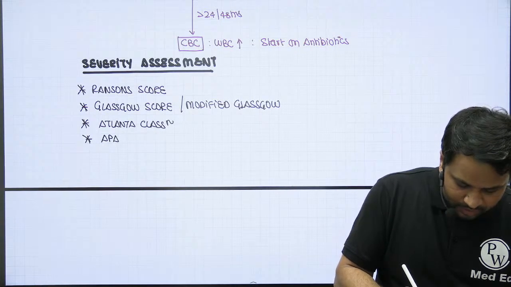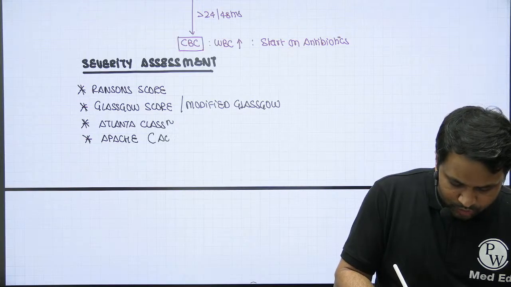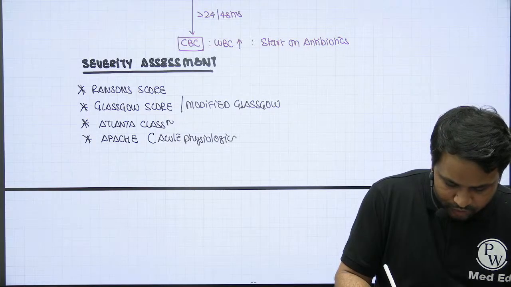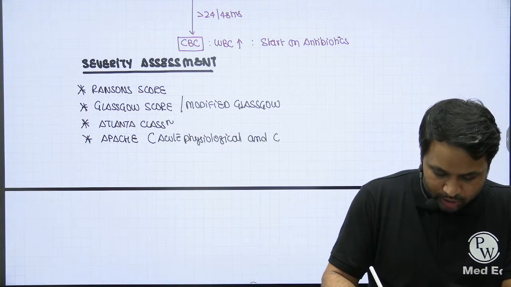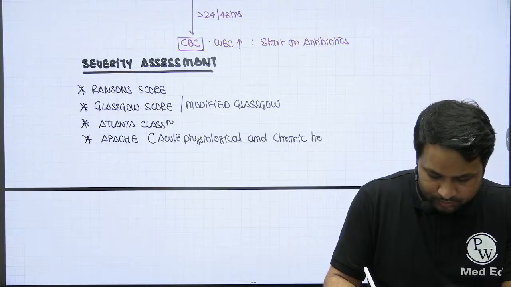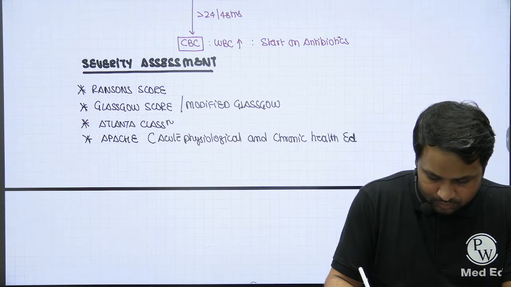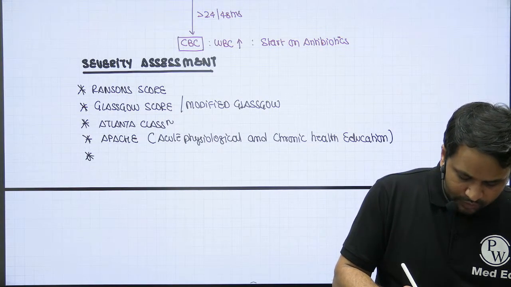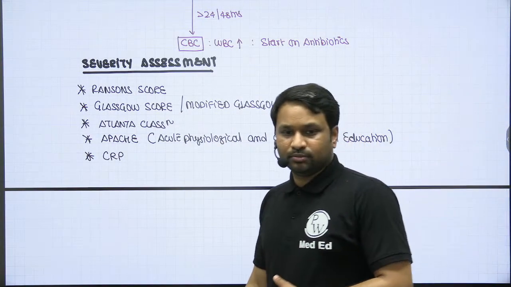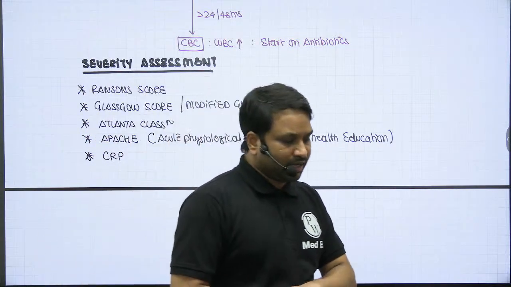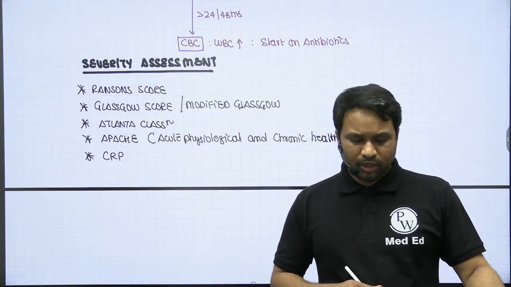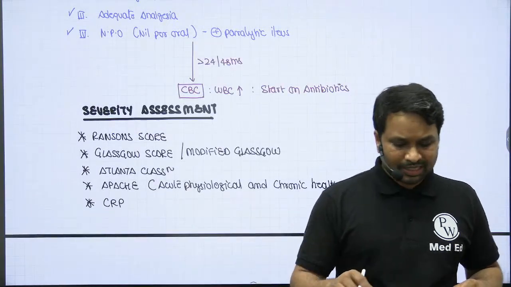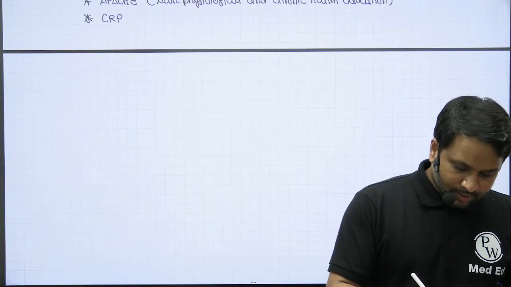Then you have the APACHE score, that is Acute Physiological and Chronic Health Education score, and obviously CRP, that is C-reactive protein, are the ones we are going to look at for severity assessment. You don't need to remember the entire Ranson's criteria, which is not important, but this is what you should look across. That is severity assessment. Now, what are the complications associated with acute pancreatitis?